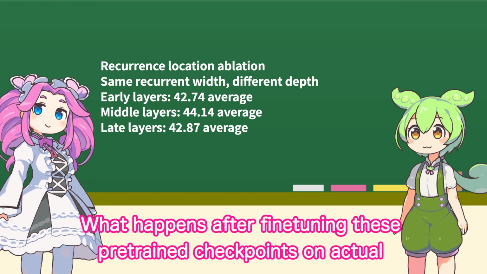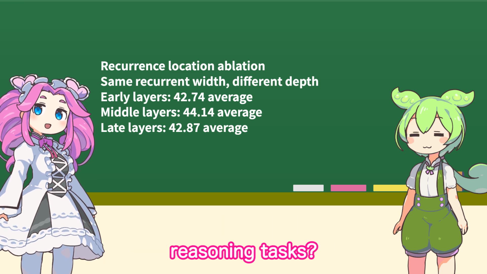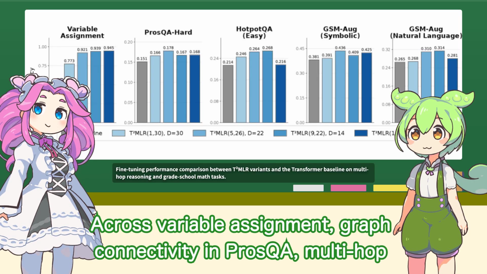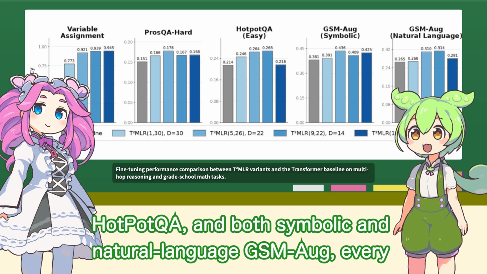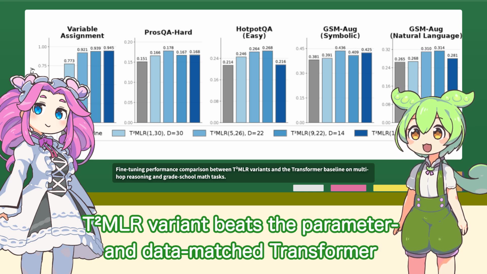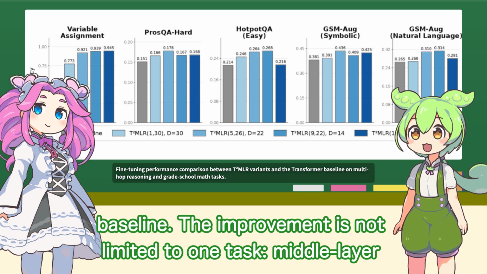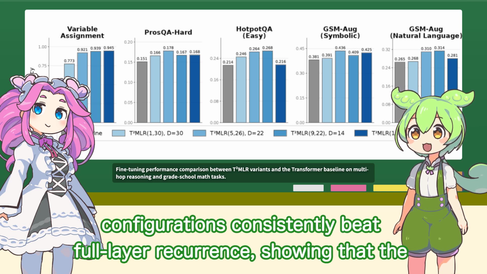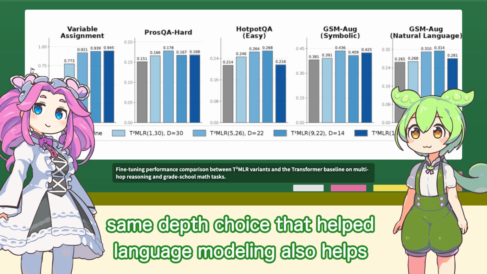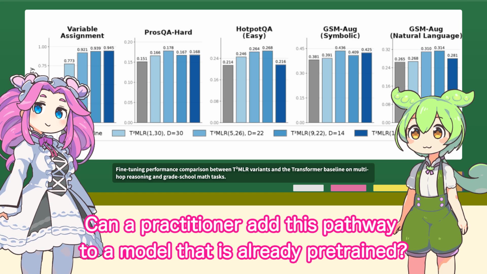What happens after fine-tuning these pre-trained checkpoints on actual reasoning tasks? Across variable assignment, graph connectivity and ProsQA, multi-hop HotpotQA, and both symbolic and natural language GSM8K, every T2MLR variant beats the parameter and data matched transformer baseline. The improvement is not limited to one task. Middle layer configurations consistently beat full layer recurrence, showing that the same depth choice that helped language modeling also helps multi-step reasoning. Can a practitioner add this pathway to a model that is already trained?